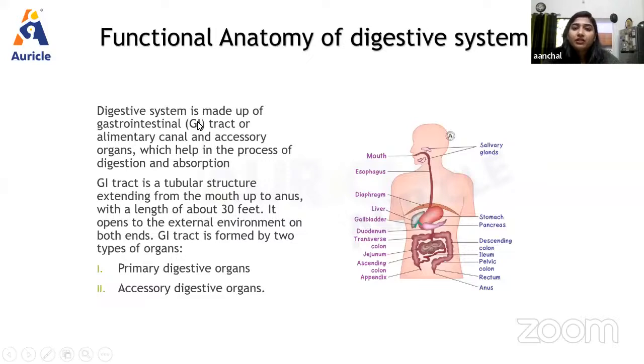Now, functional anatomy of the digestive system. As we know, the digestive system is made up of the GI tract or alimentary canal and accessory organs, which help in the process of digestion and absorption. The GI tract is a tubular structure extending from the mouth to the anus, with a length of about 30 feet. It opens to the external environment on both ends. The digestive system is formed by two types of organs: the primary digestive organs and the accessory organs. Primary digestive organs are directly involved, and accessory organs are indirectly involved, but they also play a very important part.